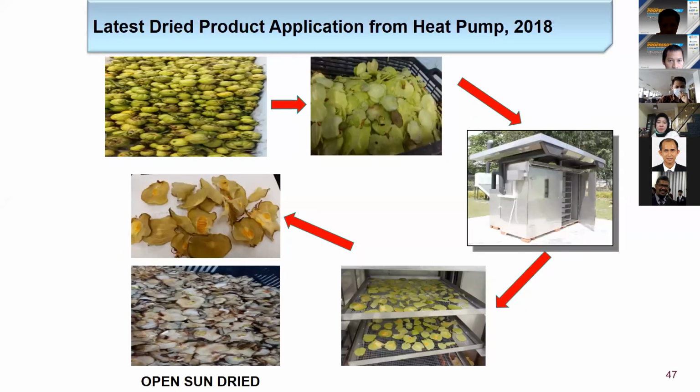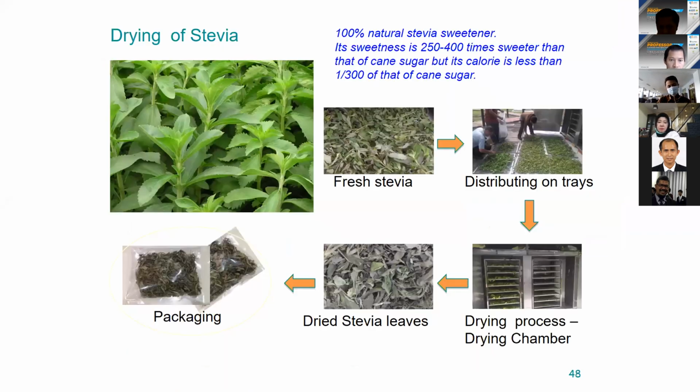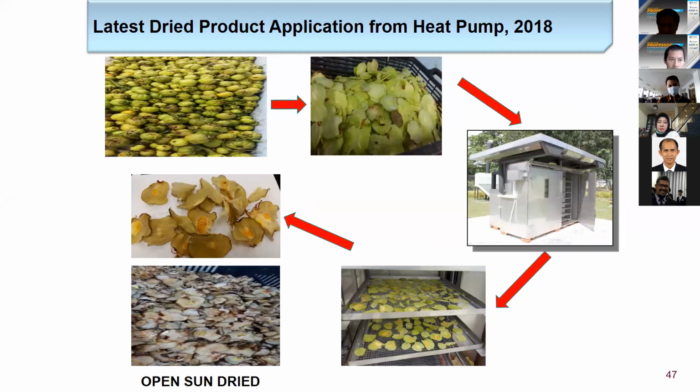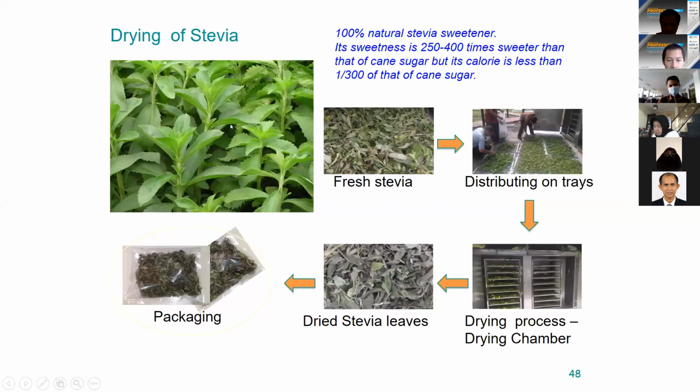The same dryer was also booked by another company, also from Singapore, to dry the stevia. The good thing about this dryer is that when we use our image processing and artificial intelligence, we can definitely preserve the color, compared to open sun drying. Same goes for the stevia. This is the fresh stevia and this is the dried stevia, where we can still control the color.